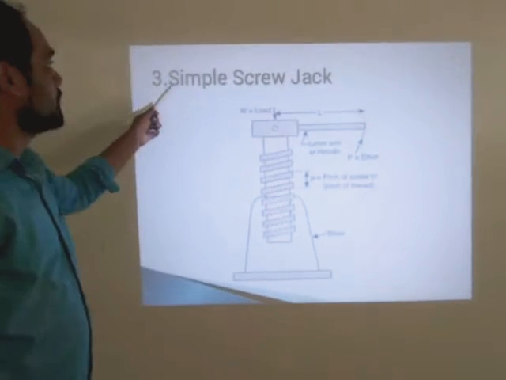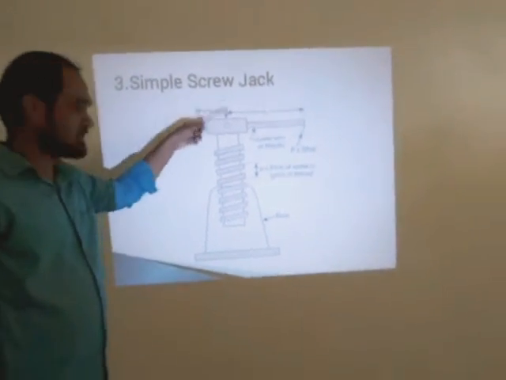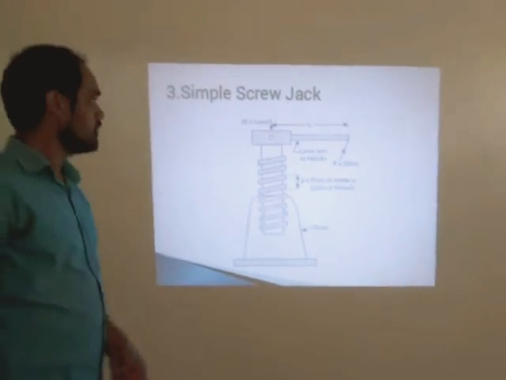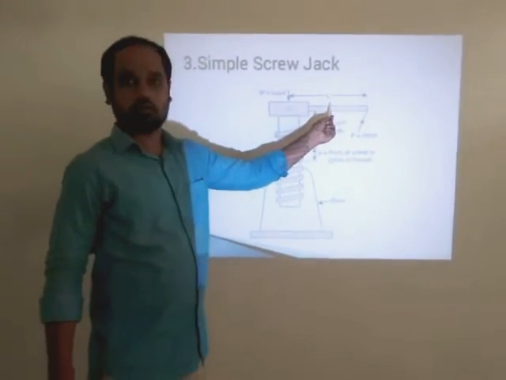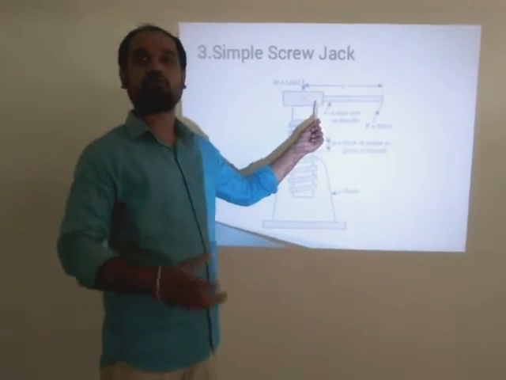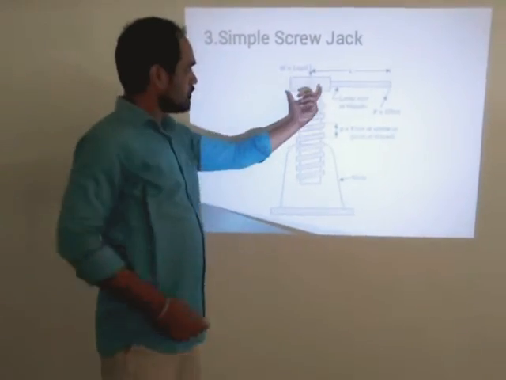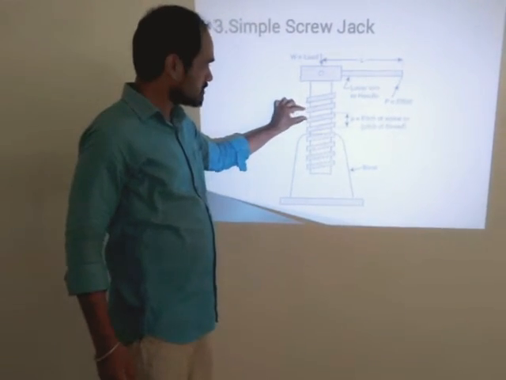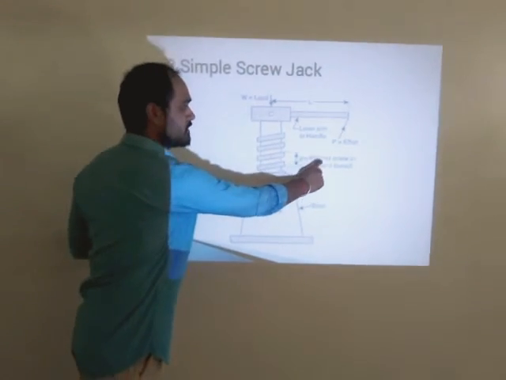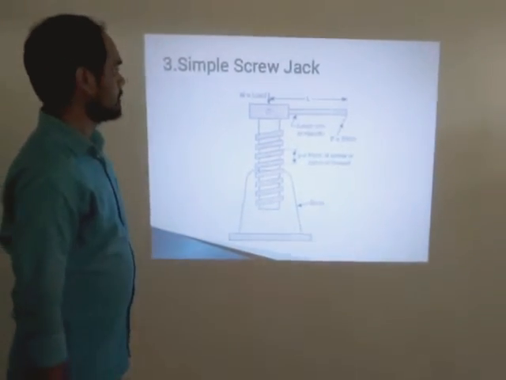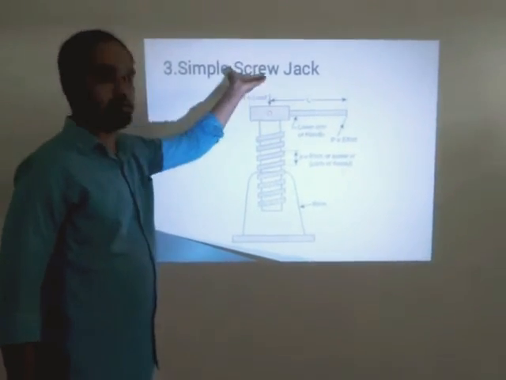Next machine is the simple screw jack machine. This is an example of a non-reversible machine. Here a handle of length L is provided. Instead of the handle, an effort wheel can also be provided. This is one type of screw, and these are the threads of the screw. The distance between two threads is P, that is the pitch of the screw. Here effort is applied and load is lifted here.